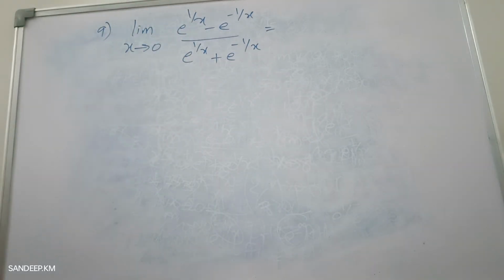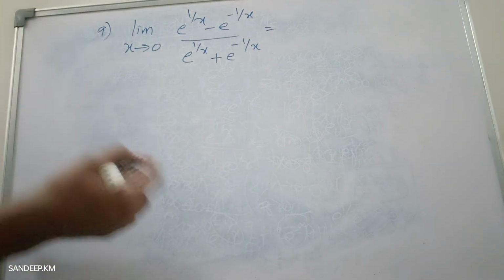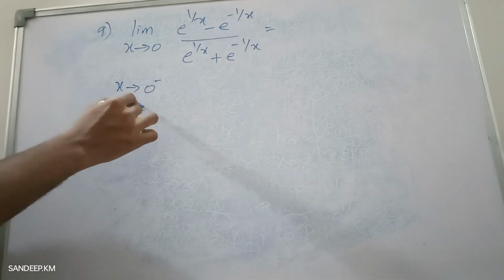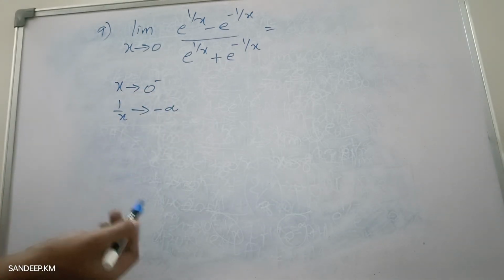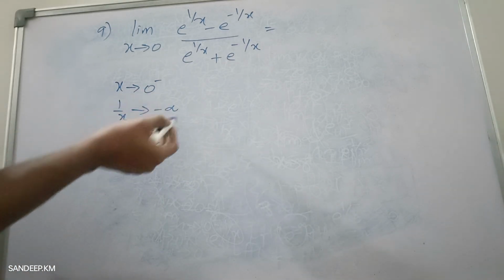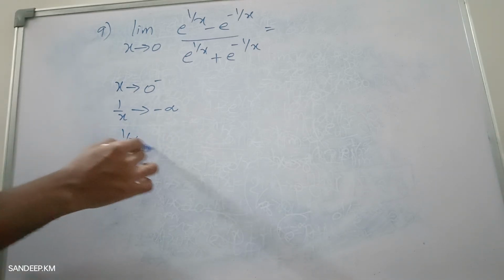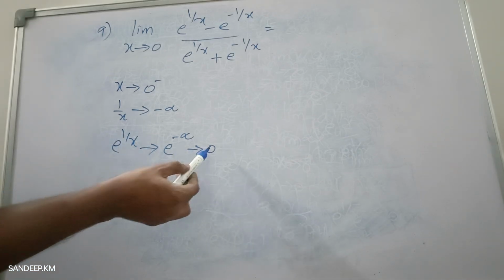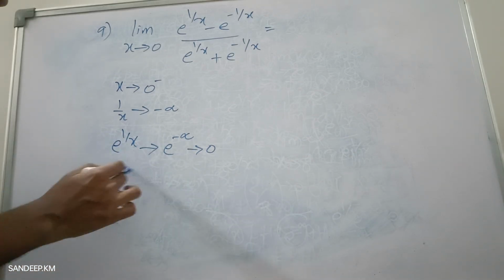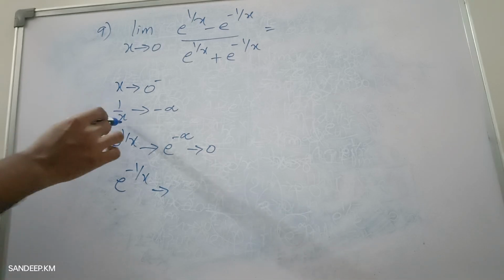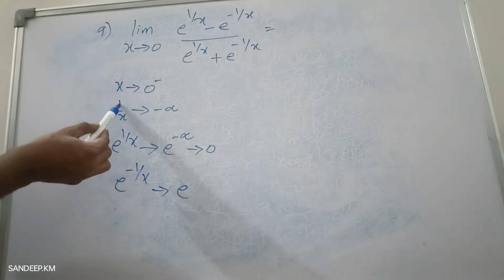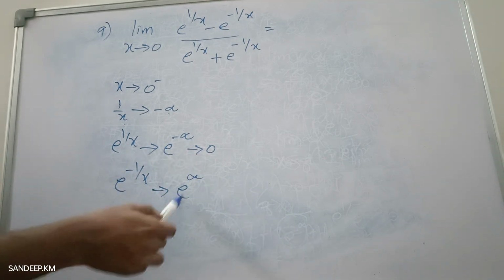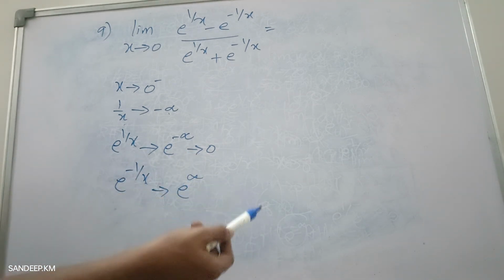Keep this in mind. So if that is the case, when x is approaching 0 from the left side, 1 by x is approaching minus infinity. We discussed it in the 7th example. 1 by x is approaching minus infinity, then e power 1 by x is approaching e power minus infinity, which is 0. So e power 1 by x can be taken as 0. What about e power minus 1 by x? If 1 by x is approaching minus infinity, then minus 1 by x is approaching infinity. But e power infinity is not 0, it is infinity.